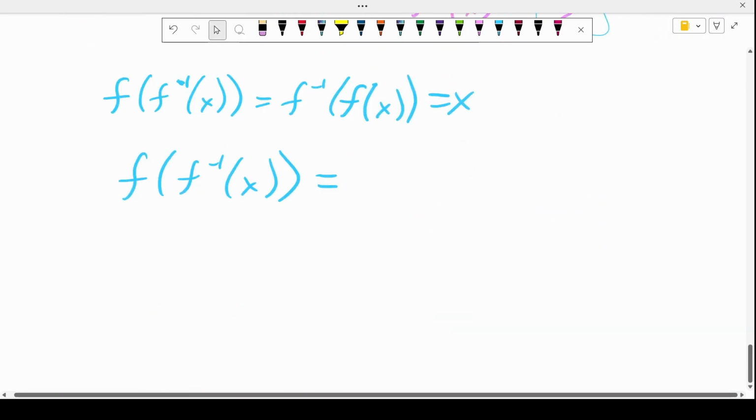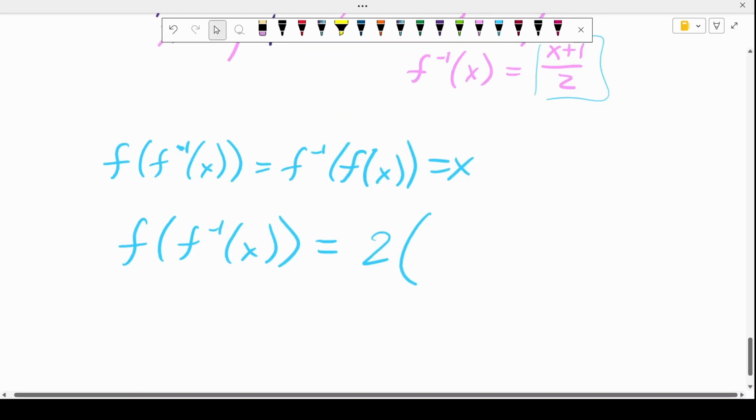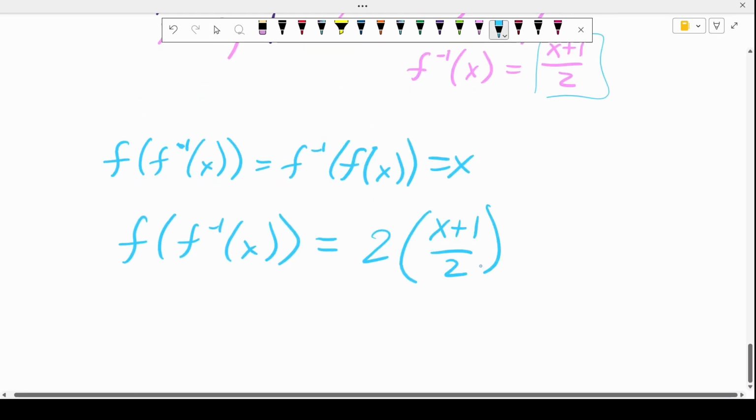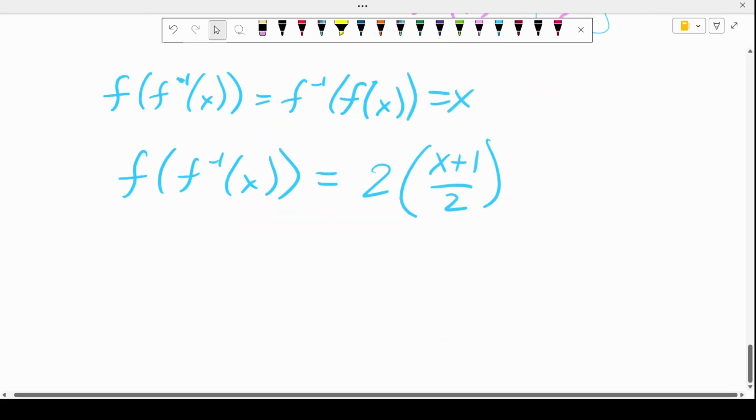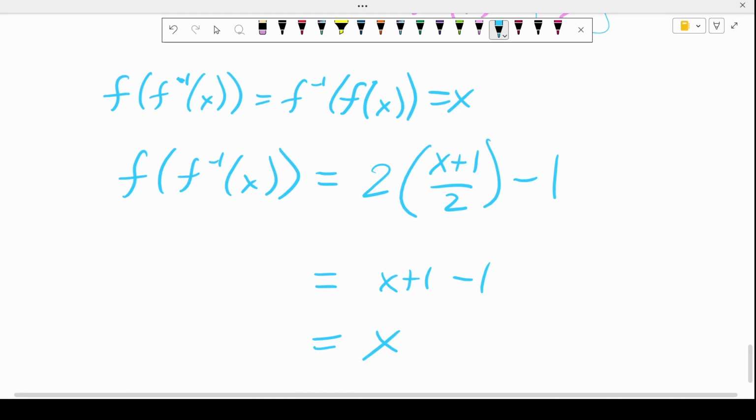So 2 times f inverse of x, which is x plus 1 over 2, minus 1. This is x plus 1 minus 1. This is x. Good, that's what I wanted. So that's the first part. Now I need to show that f inverse of f of x also equals x.